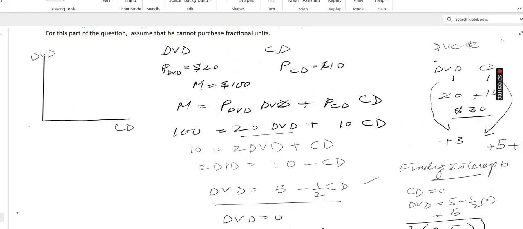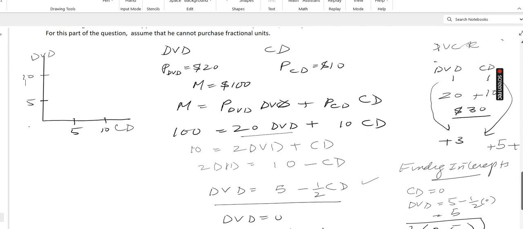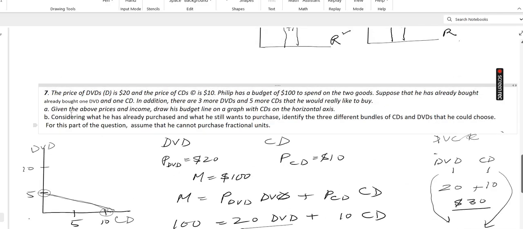So suppose I take 5, I take 10, I take 5 and I take 10. So my one coordinate is 0, 5. क्या है वो? 0, 5. So 0, 5 का मतलब क्या हुआ? Y axis पे ये आ गया और 10, 0 कहाँ आ गया? यहाँ आ गया. So basically that's my budget line, I got my budget line.